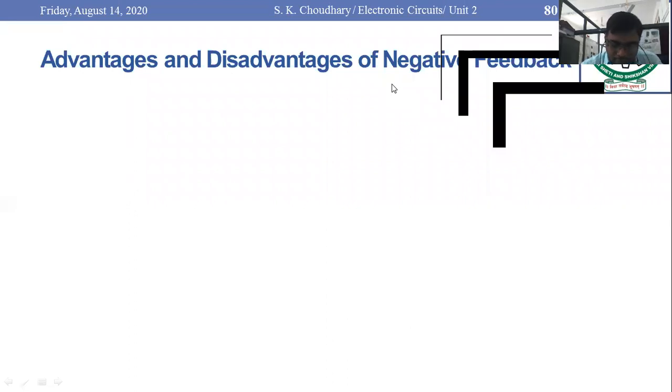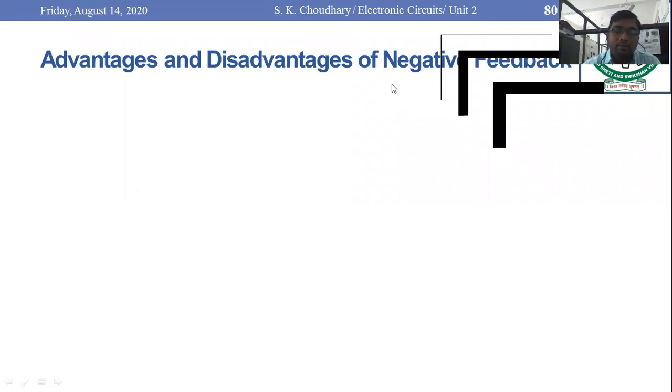What is positive feedback? If the original input signal and the feedback signal are in phase, if the connection is like this, then this kind of feedback is called positive feedback. That means when the input signal and feedback signal are in phase, it is called positive feedback.